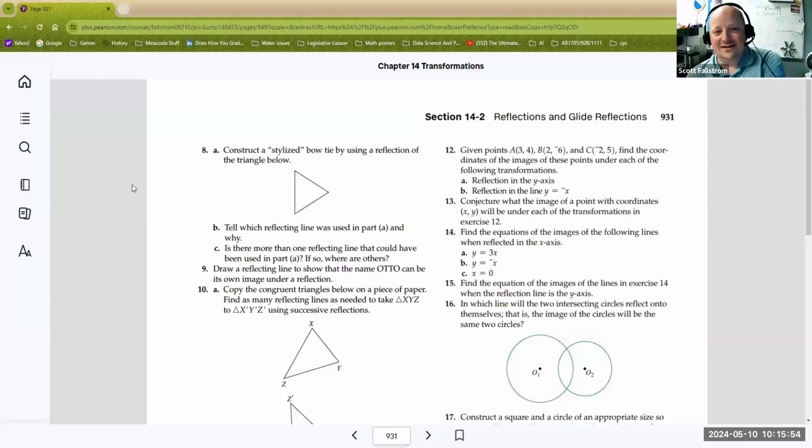Let's see here. Oops. I just stopped sharing. Sorry about that. It's a good day when you stop sharing right in the middle of doing some questions. I apologize for that. Okay, let's take a look.